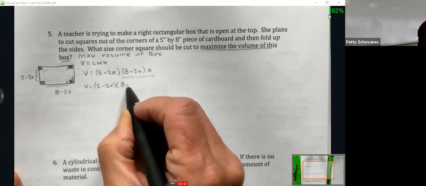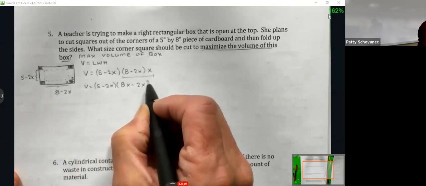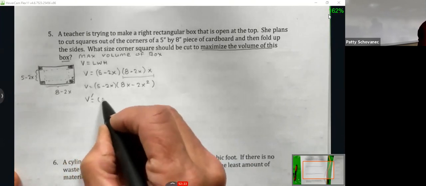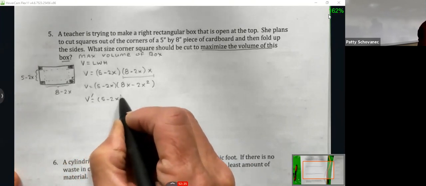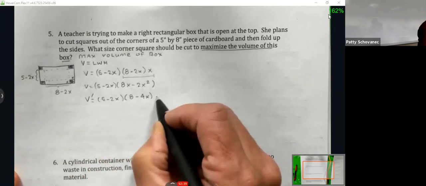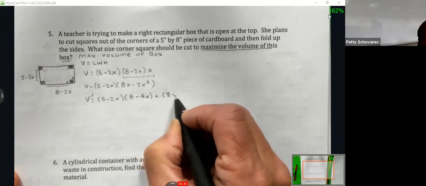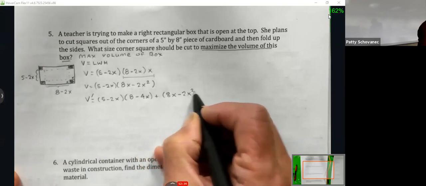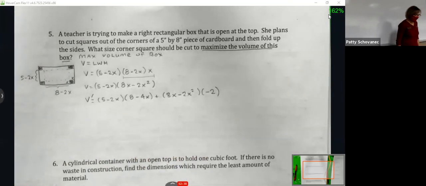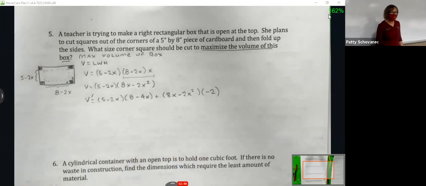Write that as 8x minus 2x squared. Now I'm going to take the derivative. Here's the first times the derivative of the second, plus the second times the derivative of the first. So I avoided multiplying out for as long as I could.